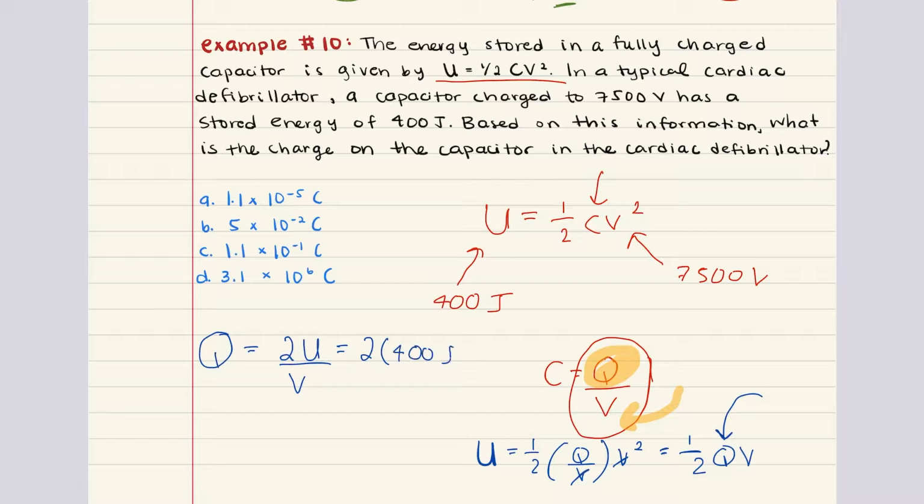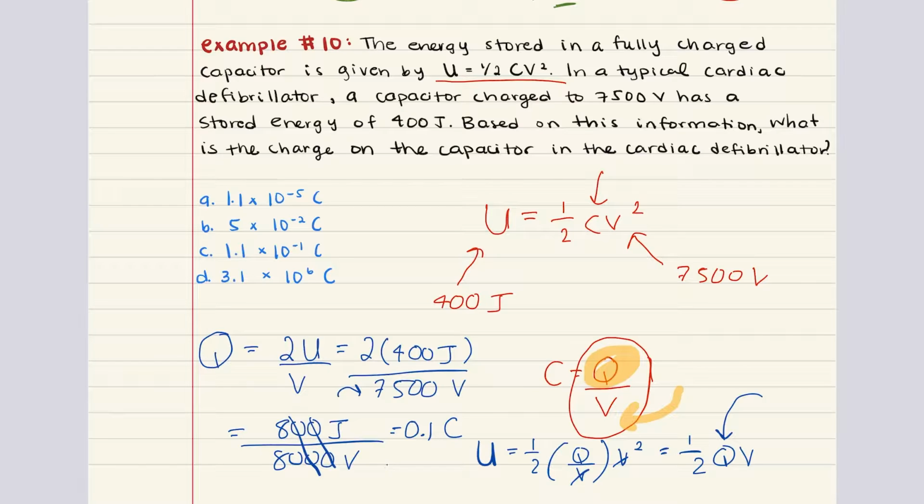U is 400 joules, and V is equal to 7,500 volts. Now 2 times 400, that's equal to 800 joules. And I'm going to approximate this value, 7,500, to just 8,000. This is going to make our math a lot easier. Here we get rid of these two zeros. Now we have 8 over 80. This simplifies to 1 over 10, and 1 over 10 is equal to 0.1. So our charge on the capacitor is equal to 0.1 coulombs.